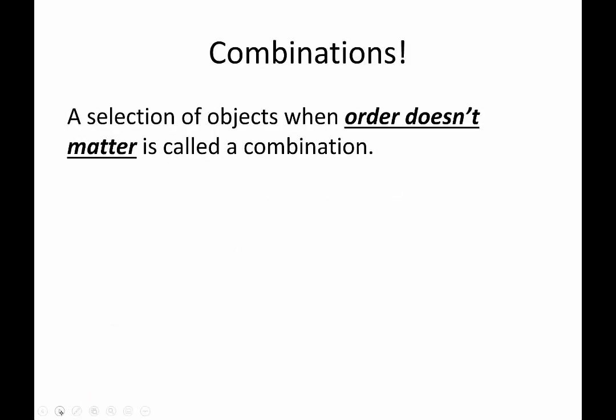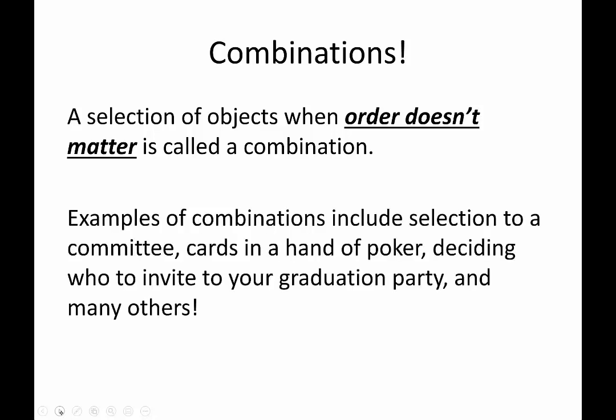Okay, so a combination. This is a selection of objects when order doesn't matter. So that's the big difference between a combination and a permutation. Order doesn't matter for combinations, order does matter for permutations. Examples of combinations include a selection to a committee, cards in a poker hand, or who you invite to your graduation party, and many, many other possibilities, right?